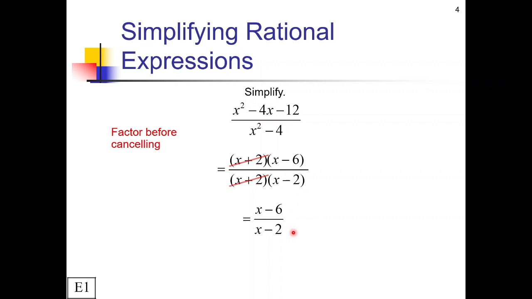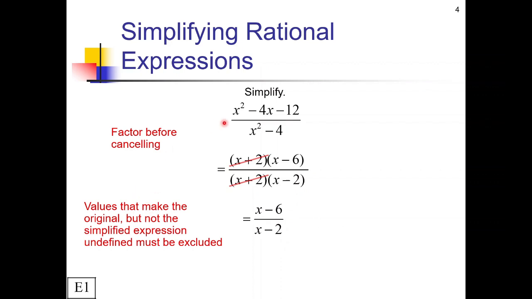So if there are hidden, undefined pieces in this simplified that got canceled away, we need to explicitly tell people not to plug those in. So to sum that up, values that make the original but not the simplified expression undefined must be excluded. And you can find these pretty easily if you just look for factors that got canceled out. So in this situation, we would write x does not equal -2, and that would give people all the information they needed to safely use this simplified version.